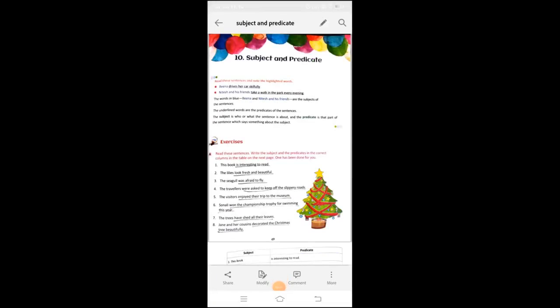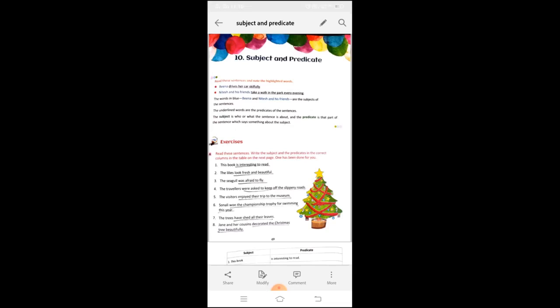Let us see what is subject and what is predicate. The subject is who or what the sentence is about, and the predicate is that part of the sentence which says something about the subject, which means the subject is the doer of the action and the predicate explains about the action of the subject. Let us understand this by a few examples.